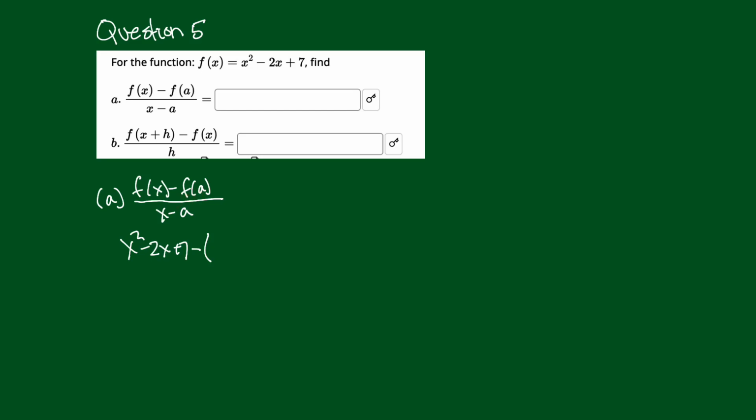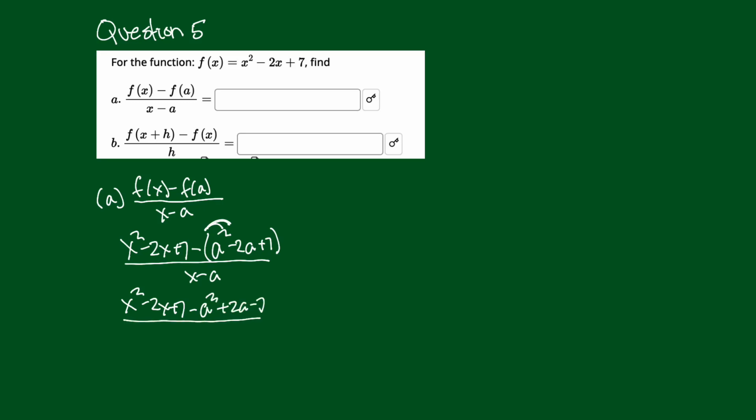What is f of a? So put a into f. So locate f right here, replace all the x's with a. So I'll get a squared minus 2a plus 7, and it's all to be divided by x minus a, right? No functions here, just x minus a. Now, let's remove these parentheses. So we will get x squared minus 2x plus 7 minus a squared plus 2a minus 7 all over x minus a.